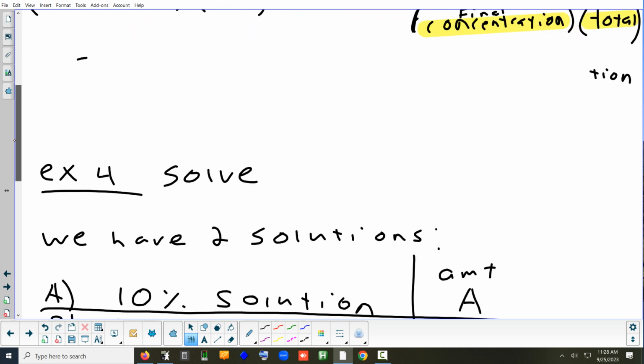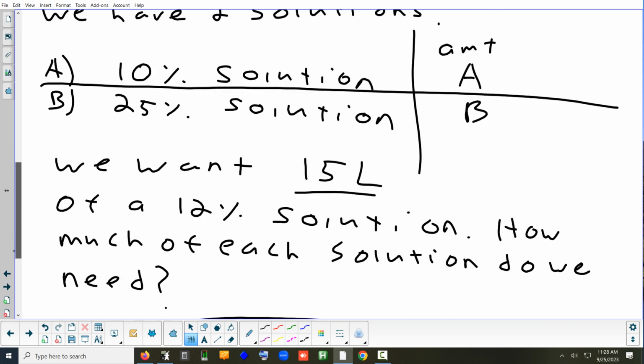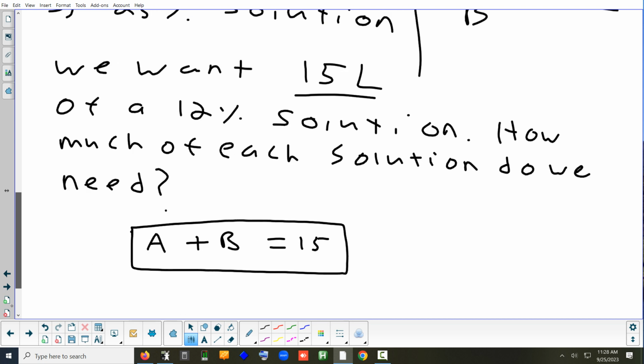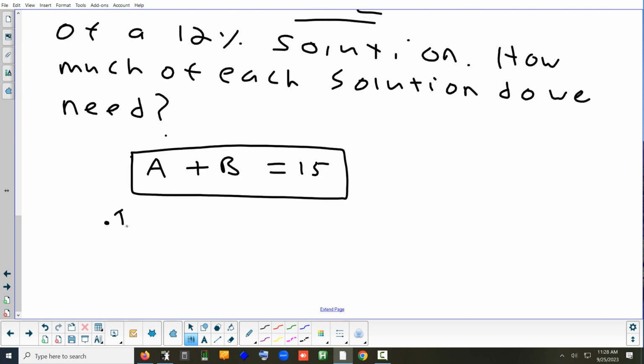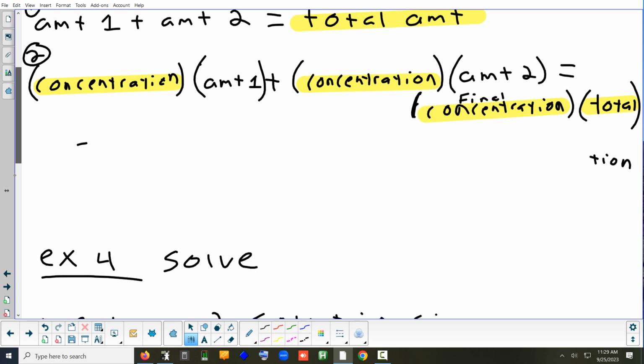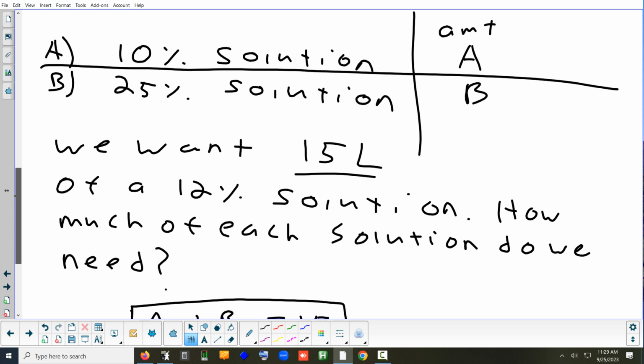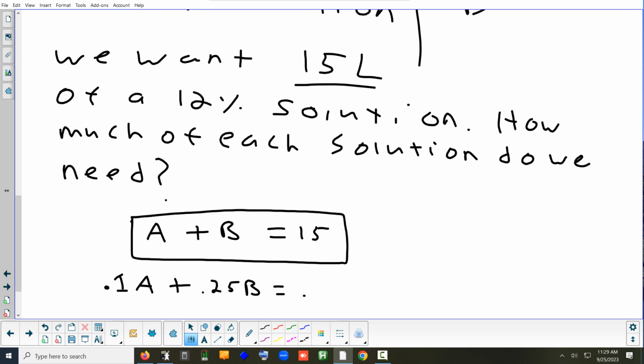Okay, so let's start with the concentration of the first one times how much? What's the concentration of the first solution? 0.1. And how much of that solution are we going to use? A. And then the concentration of the second solution is 0.25, times B. And now the final concentration is 12%, so 0.12 times the final amount, which is 15.